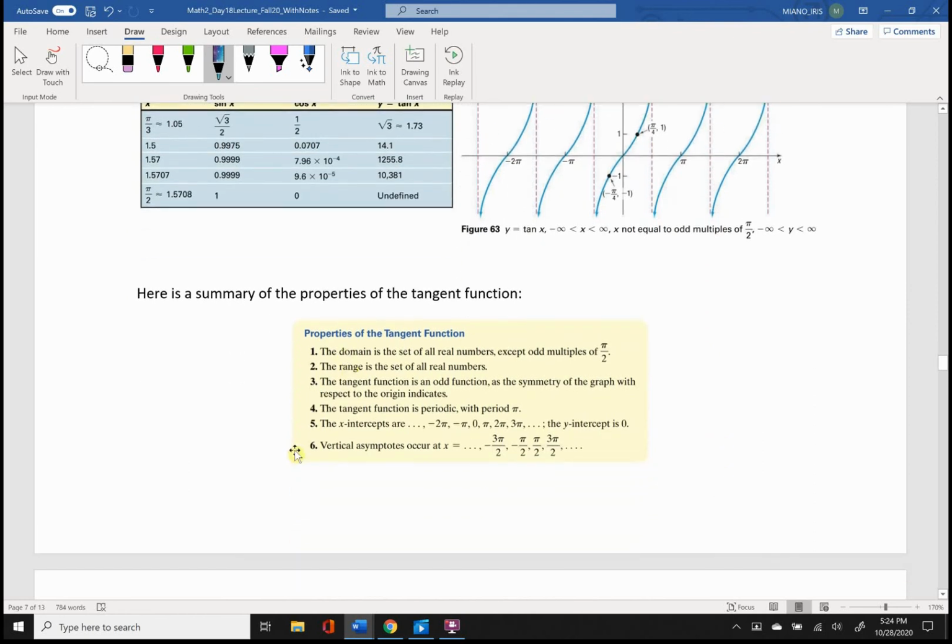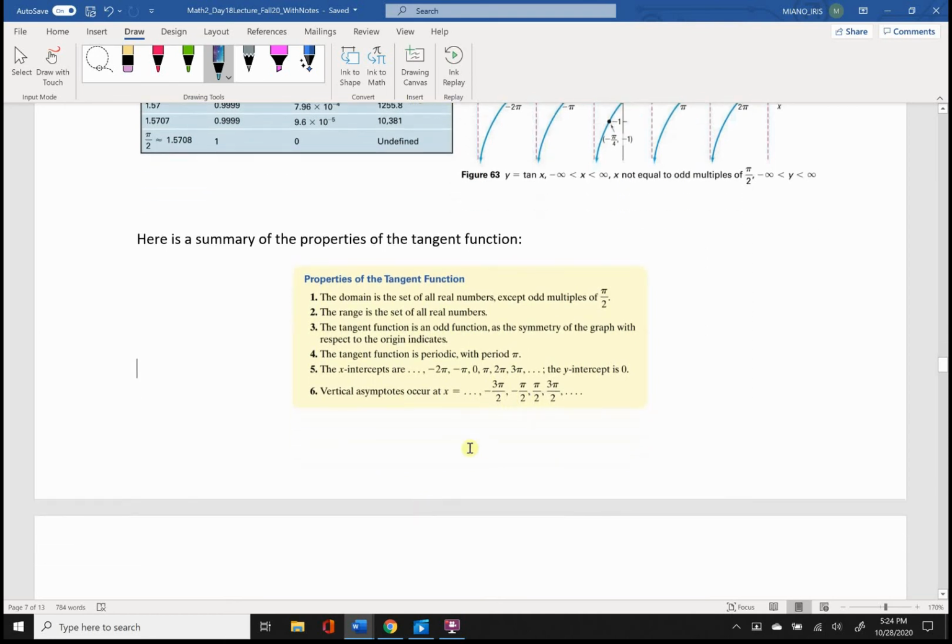Here is a little list of the properties of the tangent function, so you'll note those, particularly when you're trying to graph a tangent function. Domain and range is listed here. It's an odd function, so it has rotational symmetry about the origin. Its period is pi. X-intercepts are listed here. It's a non-exhaustive list, but it has a pattern to it. The y-intercept at 0 is displayed. And then the position of the vertical asymptotes, which occur at pi over 2 multiples.